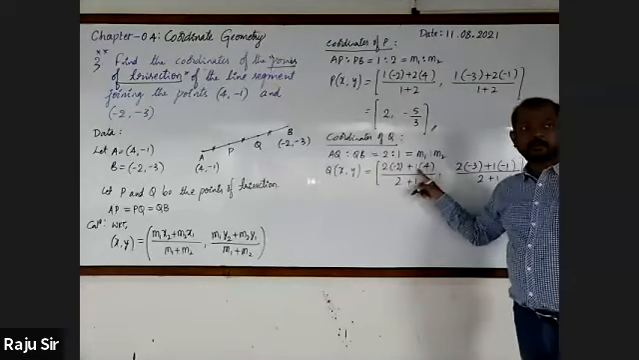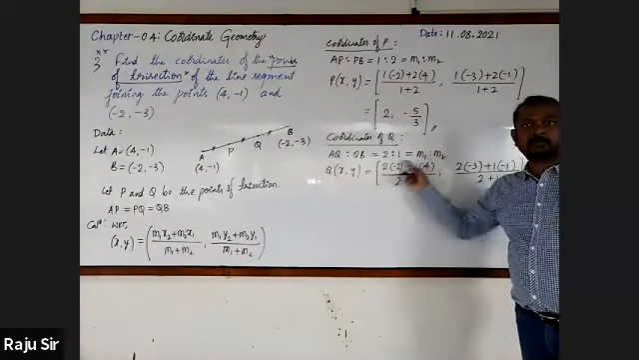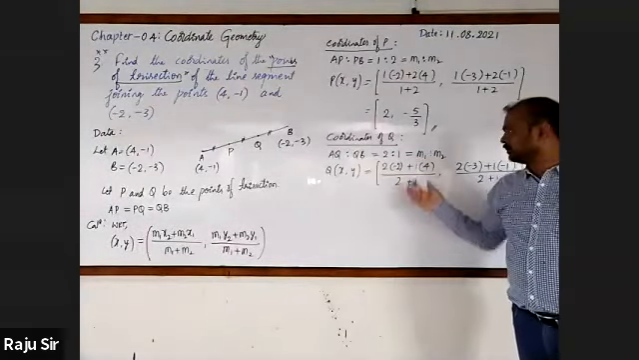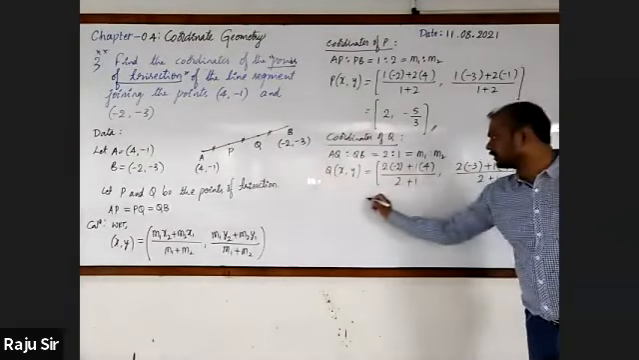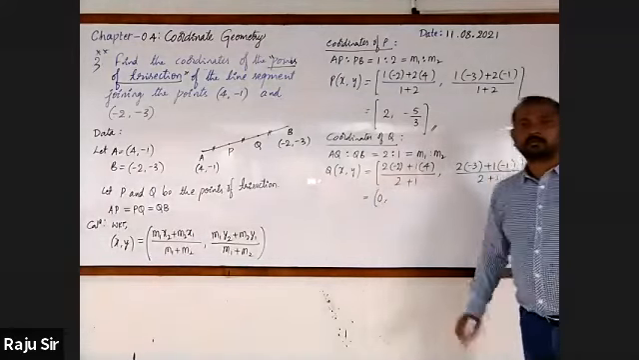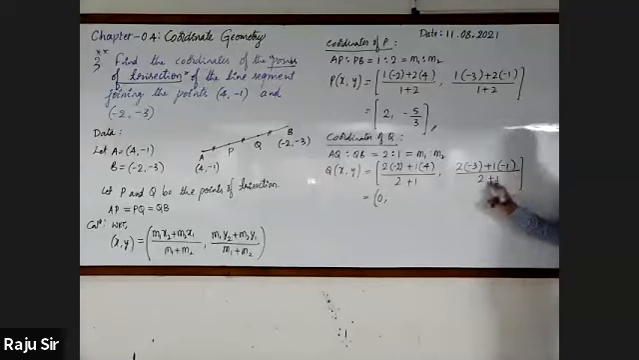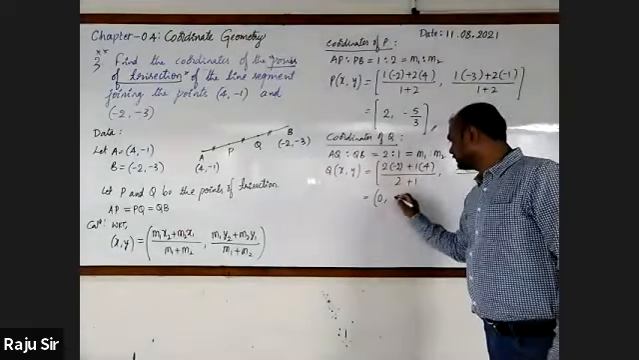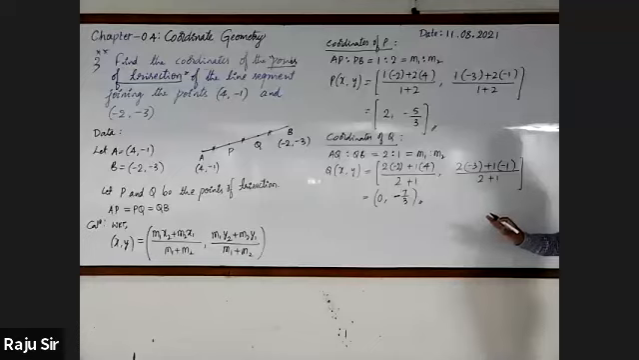Here, observe 4 ones are 4. Minus 2 into 2, minus 4. Plus 4 minus 4 get cancelled. 0 by 3. 0 by anything is 0. We can write it is 0. Next, 2 into minus 3, minus 6. 0 comma minus 7. Minus 7 by 3. Minus 1, minus 7 by 3. 0 comma minus 7 by 3. Correct. 0 comma minus 7 by 3. Written up?